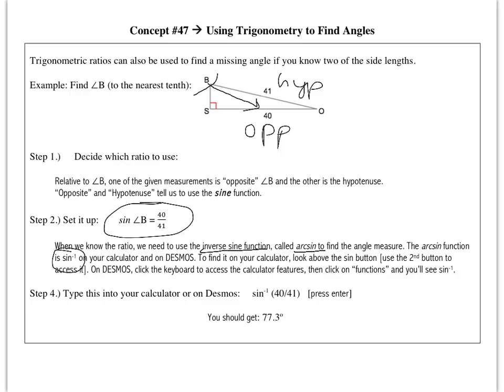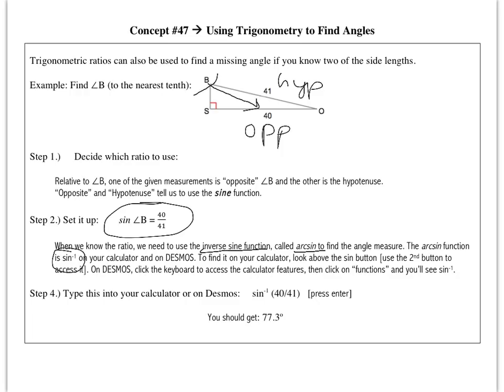Okay, so either on your calculator or on Desmos, type in the inverse sine function. Again, on the calculator, use second and then the sine button, or on Desmos, you can just click on it. And then inside the parentheses, you can type in the ratio that we want, which is 40 divided by 41. You don't even have to make it a decimal first. You can just type it in just like that. Just end the parentheses when you're finished, and then press enter. And you should get the answer of 77.3 degrees.